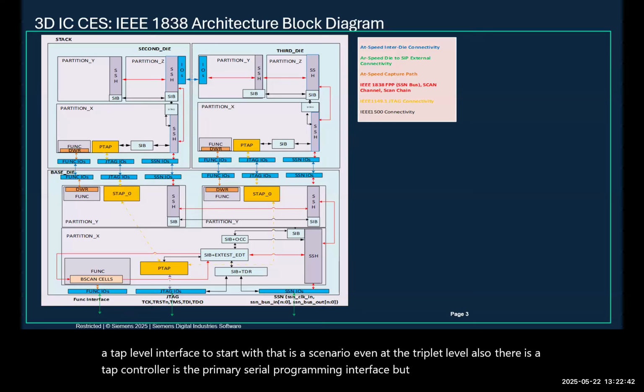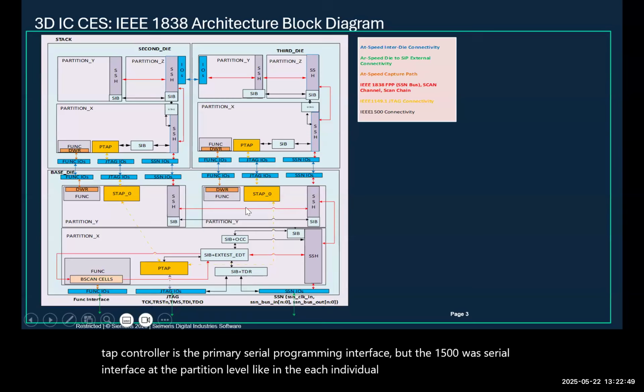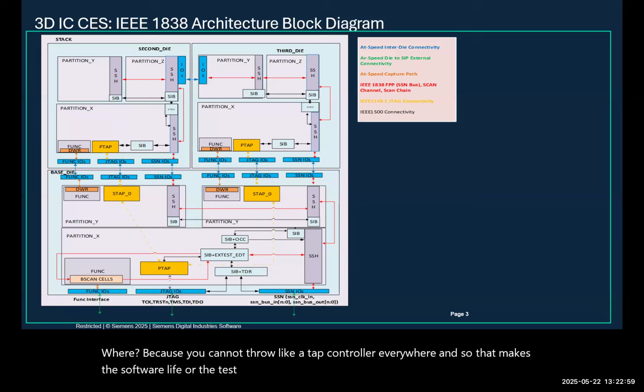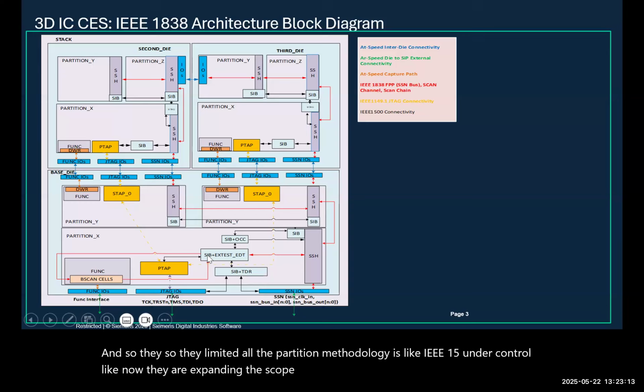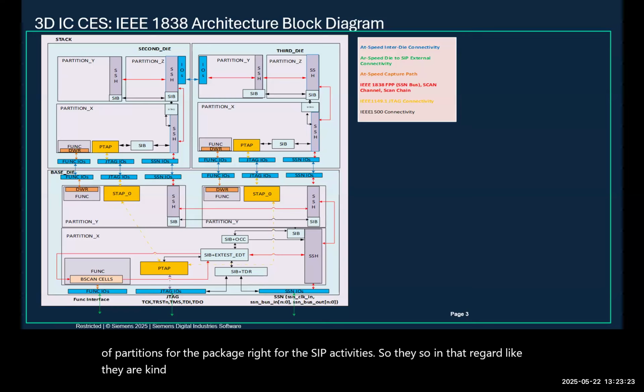This is the primary serial programming interface. But the 1500 was the serial interface at the partition level, in each individual partition, because you cannot throw a tap controller everywhere; that makes the software or test programming side really complicated. So they limited the partition methodology to IEEE 1500 control. Now they are expanding the scope, where chiplets are becoming like partitions for the package, for the SiP activities. So it is a kind of bottom-up methodology, and they are trying to infuse this IEEE 1500 utilization at the chiplet layer as well.